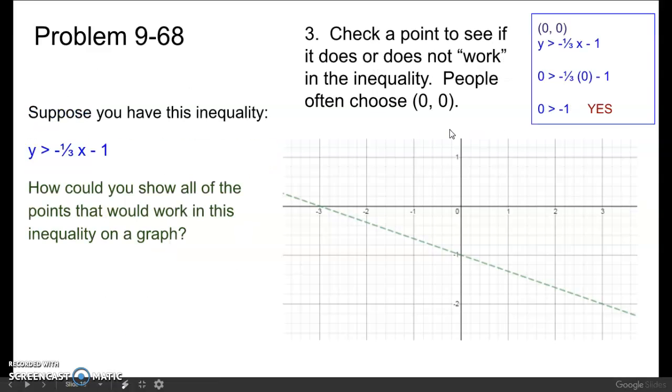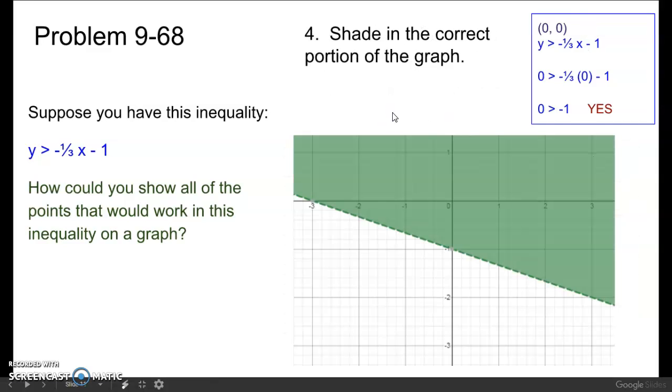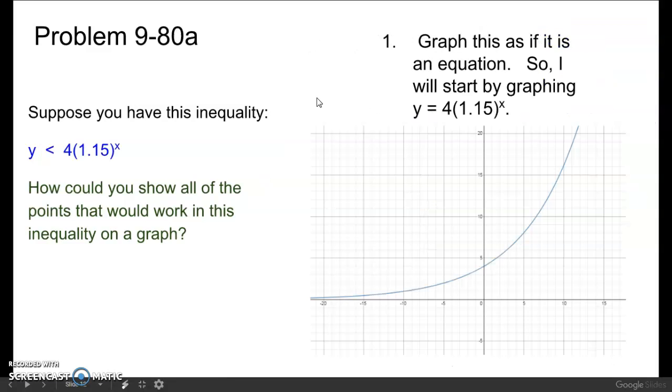Next, we're going to choose the 0, 0 and see if it works. In this case, I plugged the 0 in and ended up with 0 is greater than negative 1. Yes, that's true. So that tells me 0, 0 should be shaded in. And sure enough, Desmos has it shaded in. So in Desmos, I just put this right in here. If you have a greater than or equal to, you might need to use the calculator in Desmos to get that symbol in there. Let's take a look at one that is nonlinear.